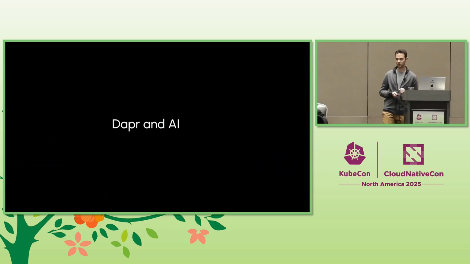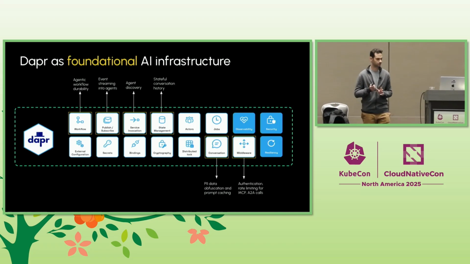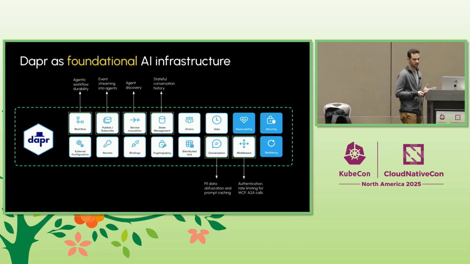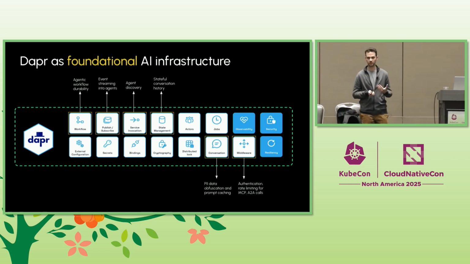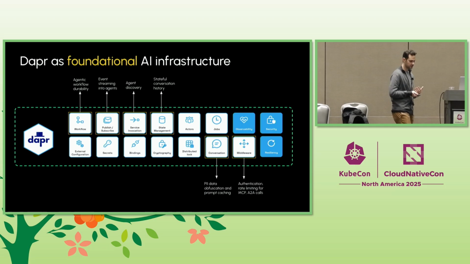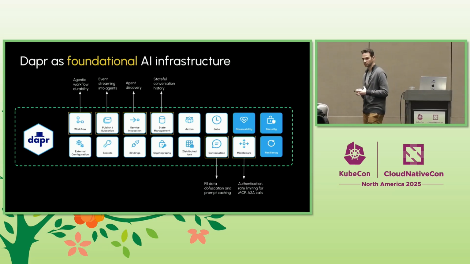So let's talk a little bit about what we have in store for Dapr and AI. What we found was that, yes, Dapr has lots of great APIs, but when agents and, well, not just agents, LLMs really started to come to the fore, we discovered that many of the existing Dapr APIs play really, really well into this world of AI.